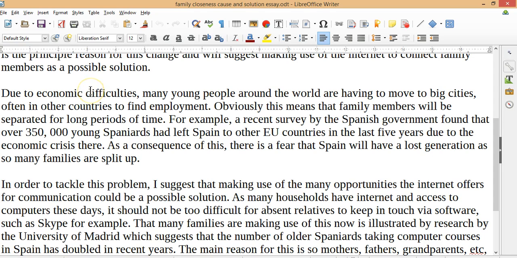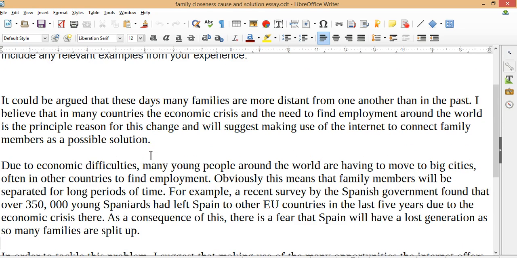So you've got your main idea. Due to economy, young people are having to move. Obviously, this means that family members will be split up. A survey, which I invented, but it's probably a grain of truth there, because quite a lot of young Spanish people have had to leave. So it's plausible anyway. As a consequence, blah blah blah. So 1, 2, 3, 4. So that's not too bad.